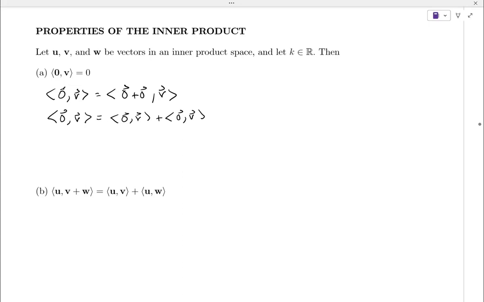Now, everything here is a real number, so what do I need to do to finish this off? Yeah, just subtract the inner product of 0 and V, and we'll get this. Subtract the inner product of 0 and V from both sides, and I really do get what I wanted. Now, be careful. When you do the inner product of two vectors, you get a number, right? This is the 0 vector. This is the 0 number here. No vector here.